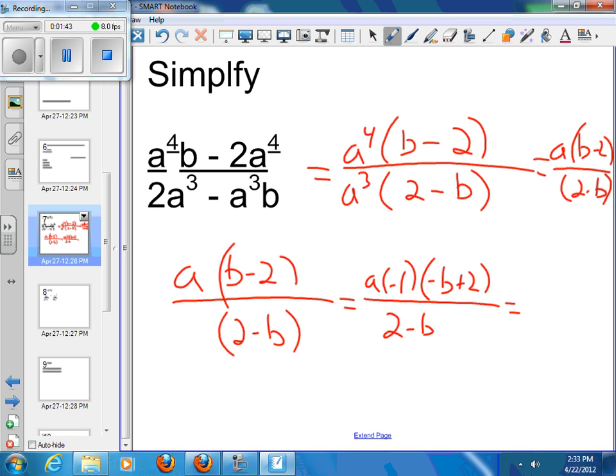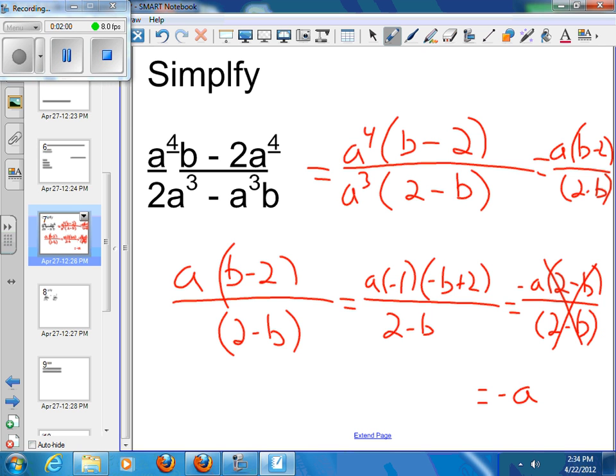And if I just rearrange that on top, that's going to be a negative a times 2 minus b, and then I've got my 2 minus b on the bottom. And now you can see that they are the same, and they do cancel out to a 1, and my final answer is just negative a.